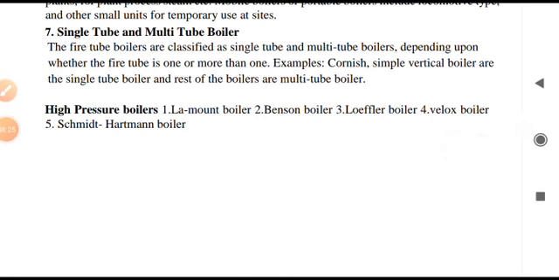Single tube and multi tube. The fire tube boilers are classified as single tube and multi tube boilers, depending upon whether the fire tube is one or more than one. Example: the Cornish and simple vertical boilers are single tube boilers, and the rest of the boilers are multi tube boilers.